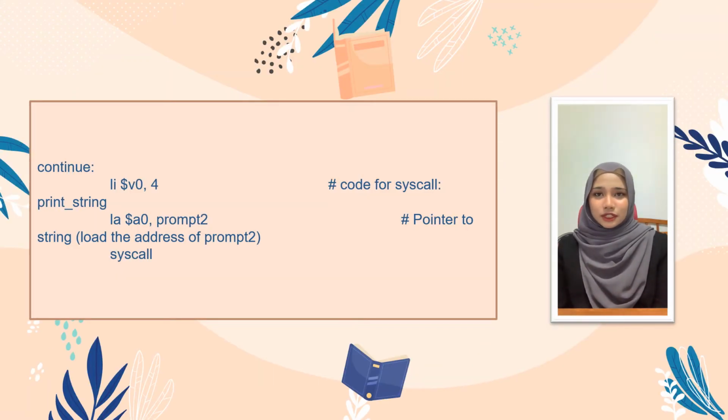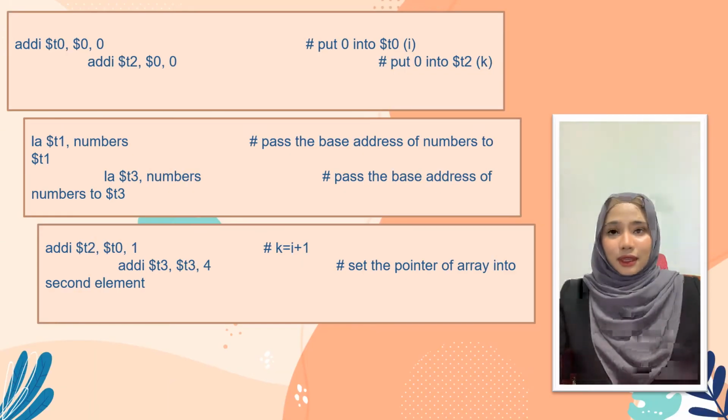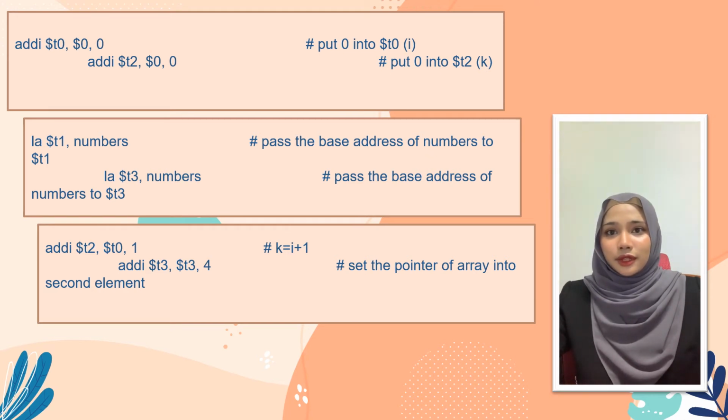At the continue section, the constant value 4 is used as the system call code to print a string. In this case, we want to print the string named prompt2. Then, at ADDI, which is called add immediate, we move to the next element of numbers. After that, we load the base address of numbers into register $T1 and register $T3.